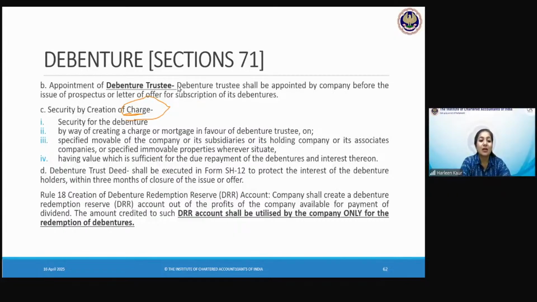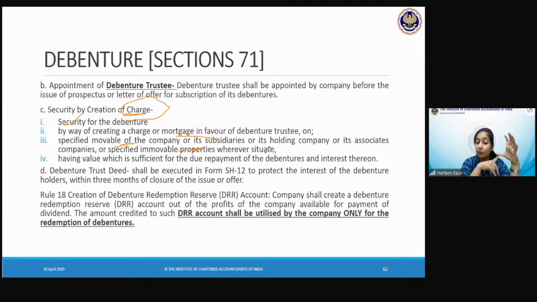Okay. So now security creation by charge. So debenture trustees will take care that they will see whether the security has been provided. Security has been in the favor of debenture trustee, whether it is a movable property of holding subsidiary or any other company or any other immovable property. Again, registered valuer will do the valuation. The valuation of security should be such that it covers the amount of debentures as well as the interest.